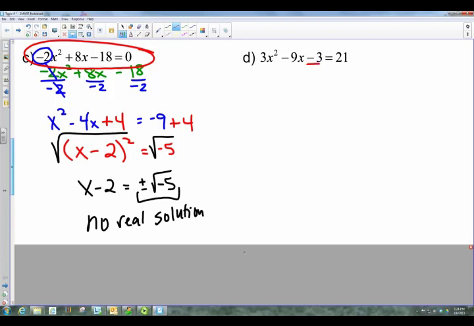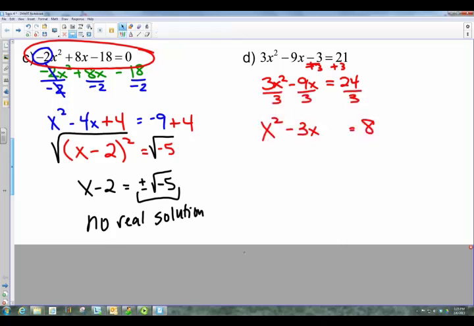I want to move my c to the other side first, so I get 3x squared minus 9x. Remember, I'm adding 3, so that gives me 24. Then you're going to divide by your a value, which in this case was 3. So dividing by a gets you x squared minus 3x equals 8. Now once you get to this point, the process is the same as we've done above. In this one it's going to be a little bit different.